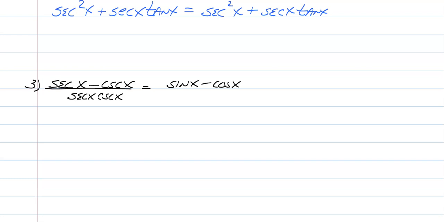And this last one is actually a very easy question. To be honest with you, you can just change this right side to 1 over cosecant minus 1 over secant and start adding fractions and getting a common denominator. But I wanted to do this one in a different way to show you something called splitting a fraction. Okay?